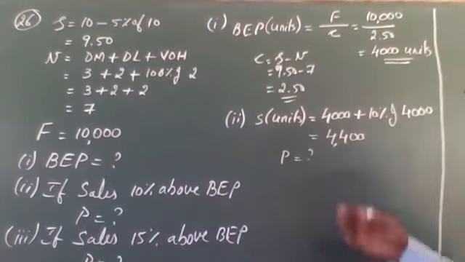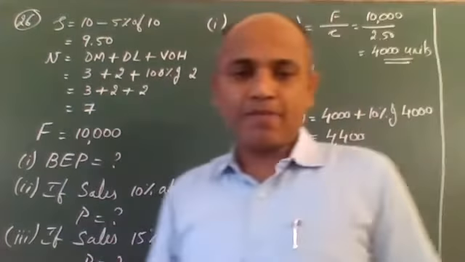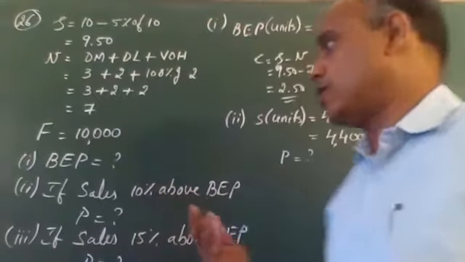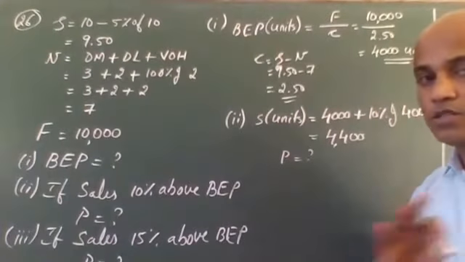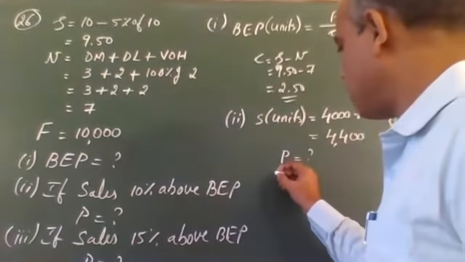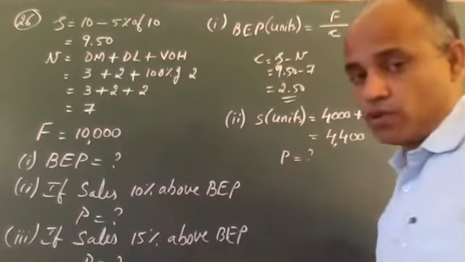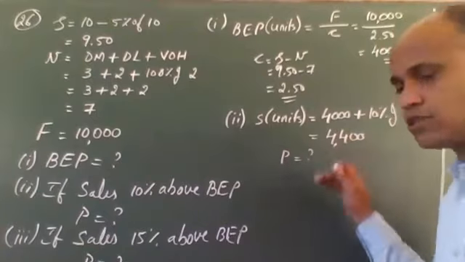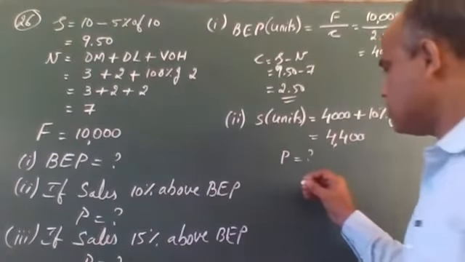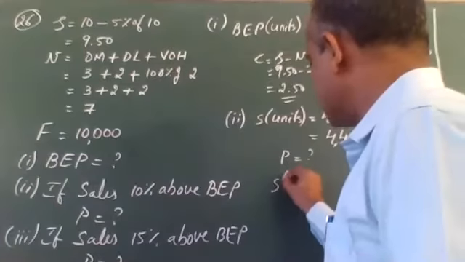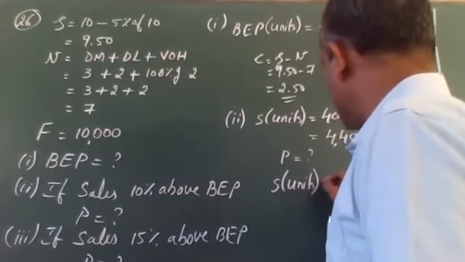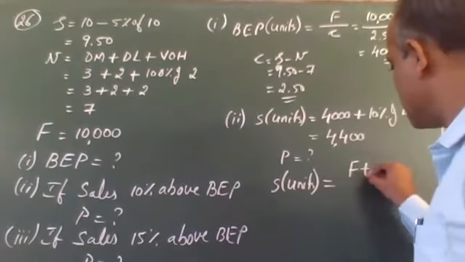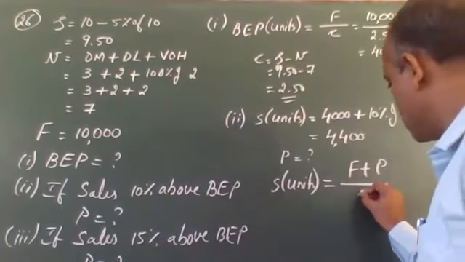If sales units are 4,400 units, profit is equal to how much? Now you can apply any method in solving this. You can apply the marginal costing equation. You can apply the PV ratio formula. It's your wish. I'll try to apply the sales units formula. It is not necessary for you to solve it only in this method. If you remember the sales units formula which I gave you, sales units is equal to fixed cost plus desired profit divided by contribution per unit.